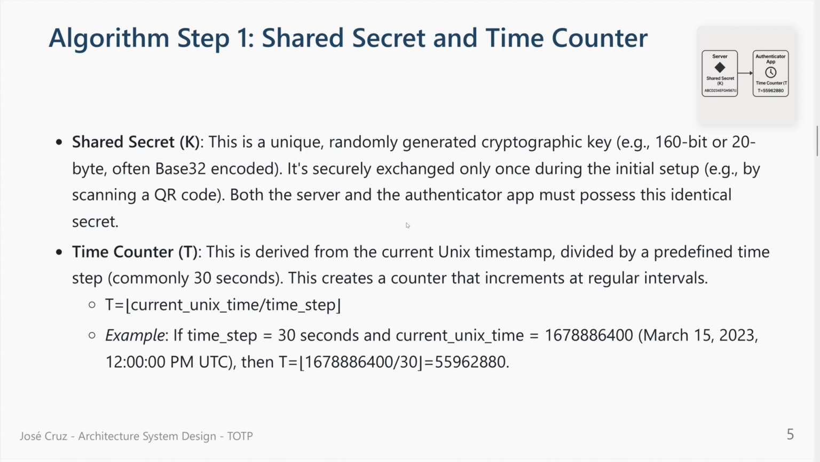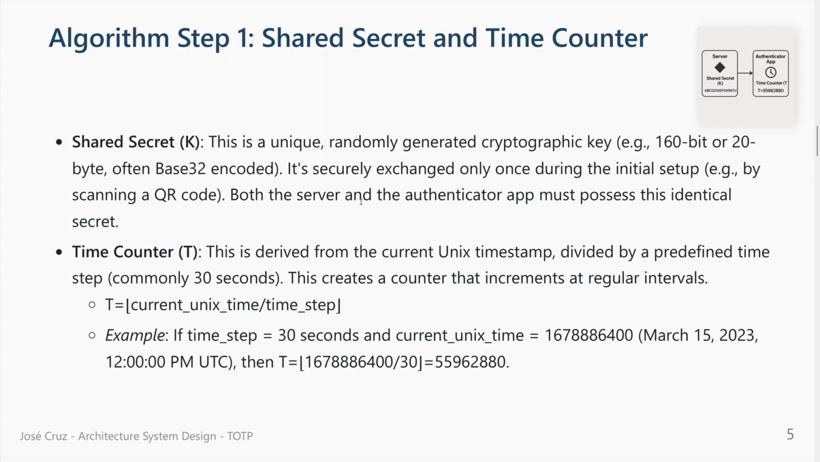So let's see the algorithm. You can pause and try to read this, but I will explain in simple terms. You need a shared secret. Why shared secret? Shared between the authenticator application and the server application. So somehow you have to create a secret, and you can generate one by yourself, or you can use a library to generate a secret, because you only need to generate this secret once.